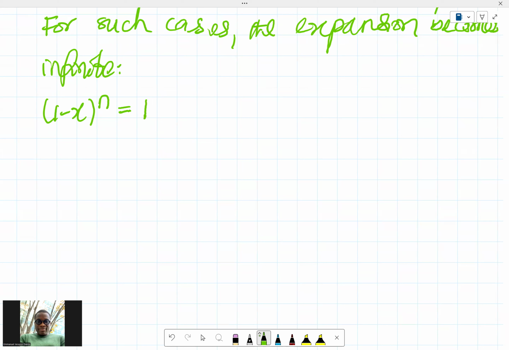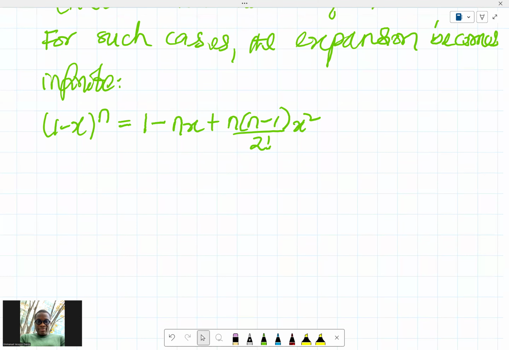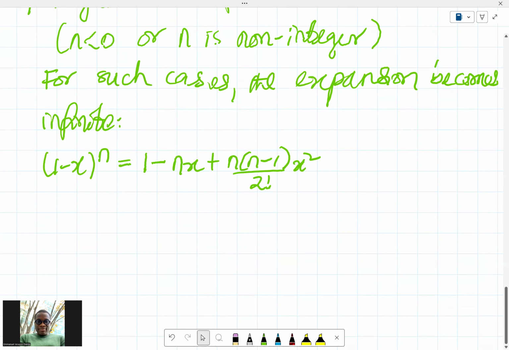So all of that is going to become 1 minus nx plus n into n minus 1 all over 2 factorial. Then, of course, x squared is what you have with that. Then next you have minus n into n minus 1 into n minus 2, divided by 3 factorial. Then you have x raised to power 3. And the terms continue like that.